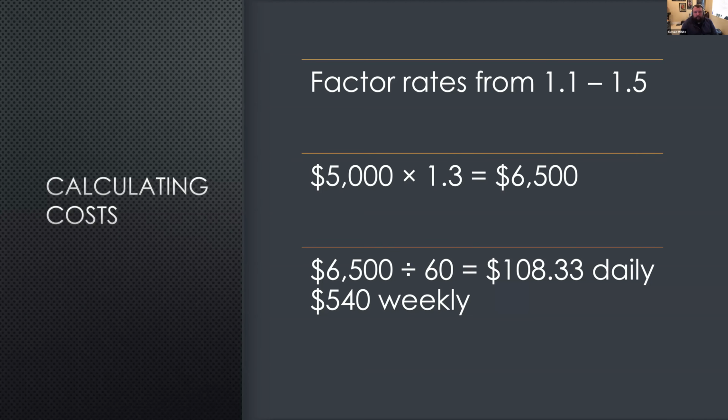If you add this up, if you were to take 540 and add this up, you would get around $6,500 over the period of 3 months, or take 108.33 and multiply it by 60. You're going to get around that number.